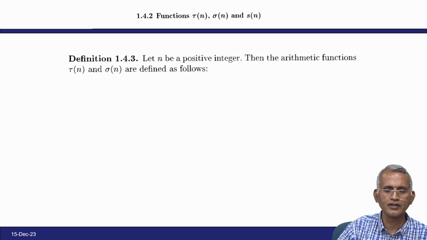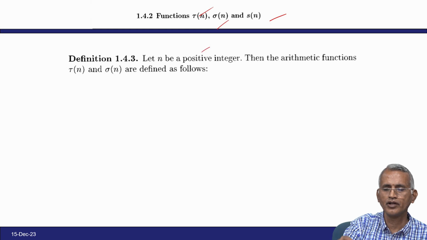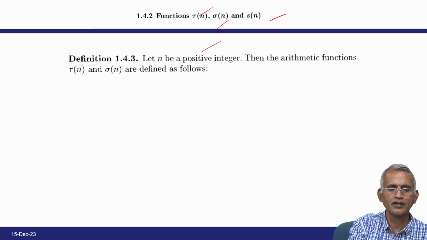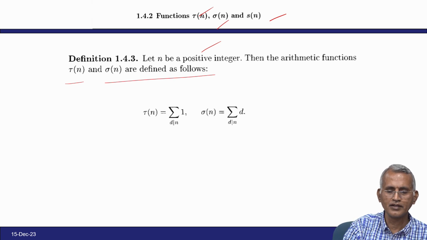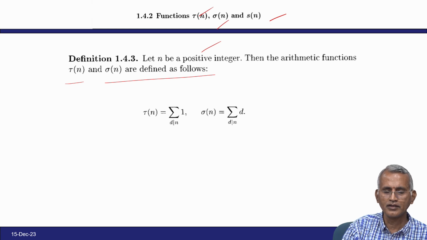Now, this is a very interesting one: the functions tau of n and sigma of n. So, first we have to follow the definition. Let n be a positive integer. The arithmetic functions tau of n and sigma of n are defined as follows. See, tau of n stands for the sum over all the divisors d of n of 1, and sigma of n is the sum over all the divisors d of n of d, that is called sigma of n.